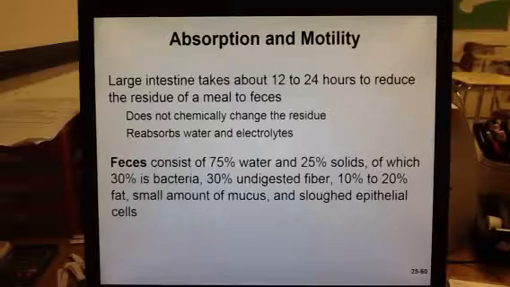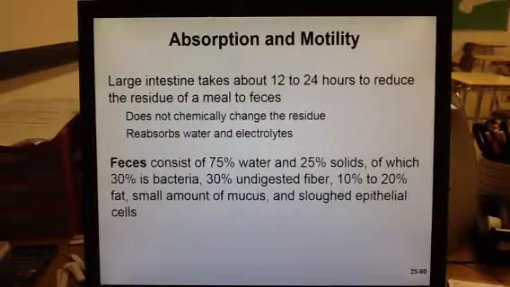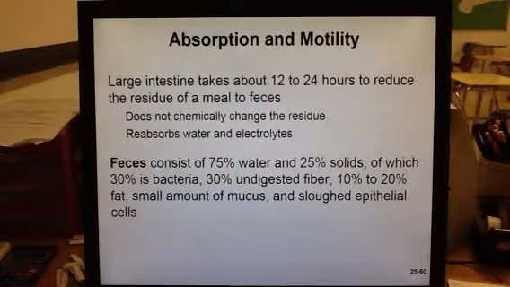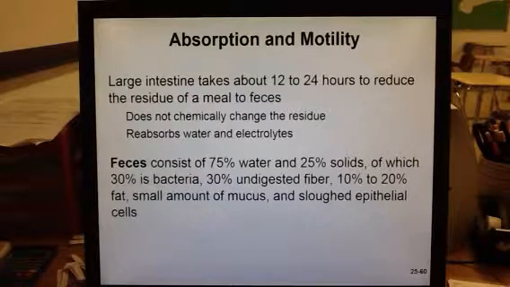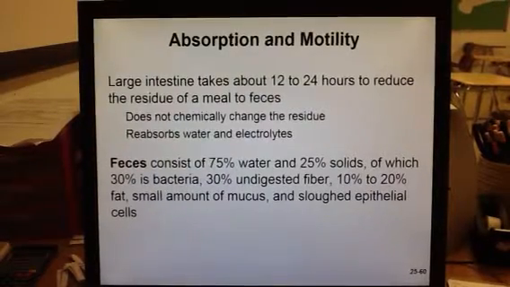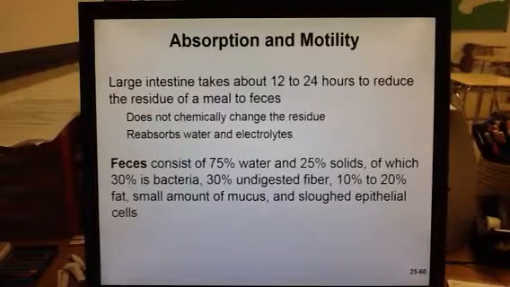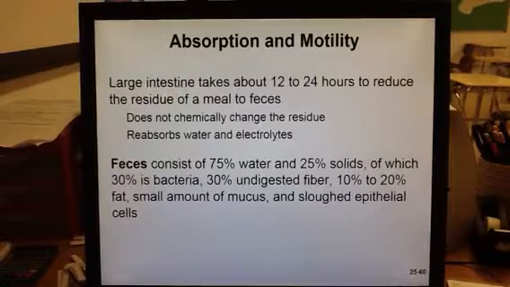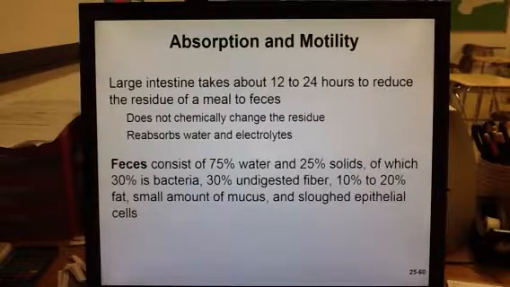So the large intestine takes about 12 to 24 hours to reduce the residue of a meal to feces. It doesn't chemically change the residue, but again, it's reabsorbing water and electrolytes. What's left is our feces after it's gone all the way through the large intestine, and there's still some water in there, 75% water, 25% solids. Of those solids, 30% is bacteria, 30% is undigested fiber, and 10 to 20% is fat. And then you see the mucus and epithelial cells that are in the feces in a small percentage.